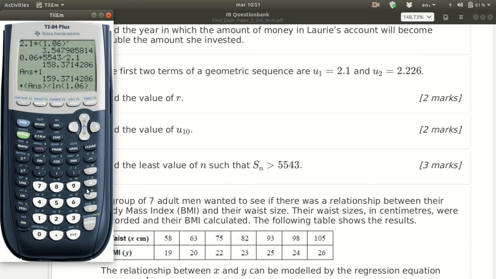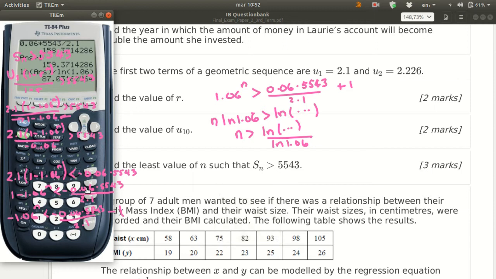Okay, notice that I'm not rounding. I'm using the answer from the previous step. I'm not rounding in the middle steps. I'm keeping all the decimals. So this gives me that n has to be greater than 87.03. Remember that n has to be an integer. In this formula, n is an integer.